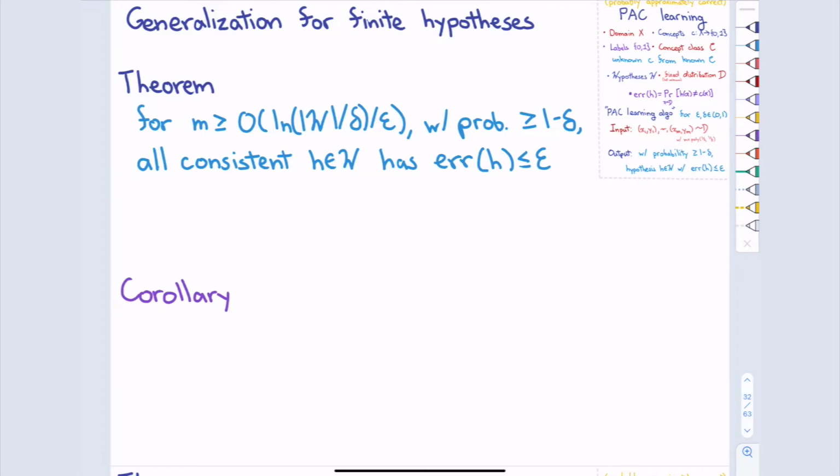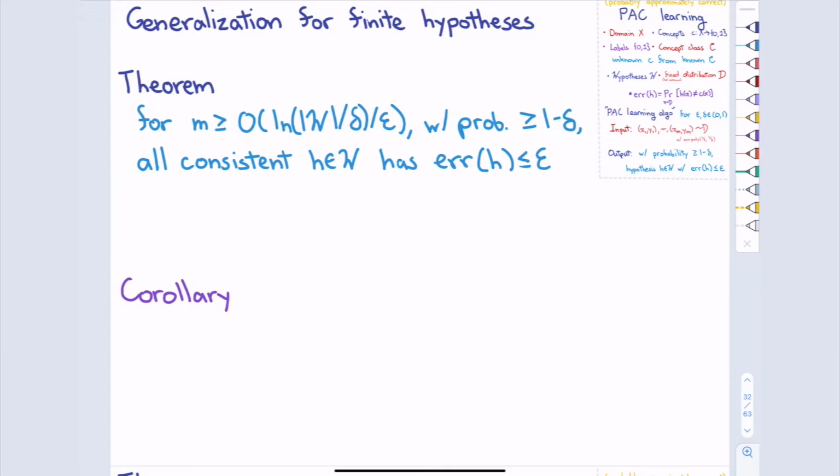Here we're going to look at the case where there's only a finite number of hypotheses. This is sort of the simplest bound we'll do. The claim is that if M is at least log of the number of hypotheses divided by delta, divided by epsilon, then with probability at least 1 minus delta, any hypothesis that's consistent with those M points will have true error at most epsilon. So if you have a fixed and finite number of hypotheses, then with roughly log of the number of hypotheses divided by epsilon points, any hypothesis consistent with your data will have true error at most epsilon.